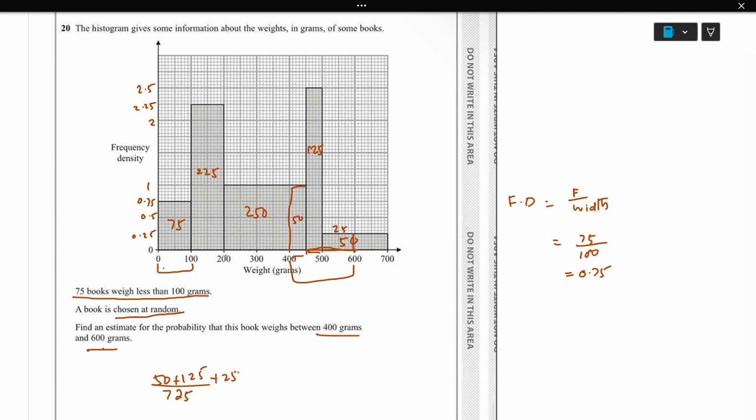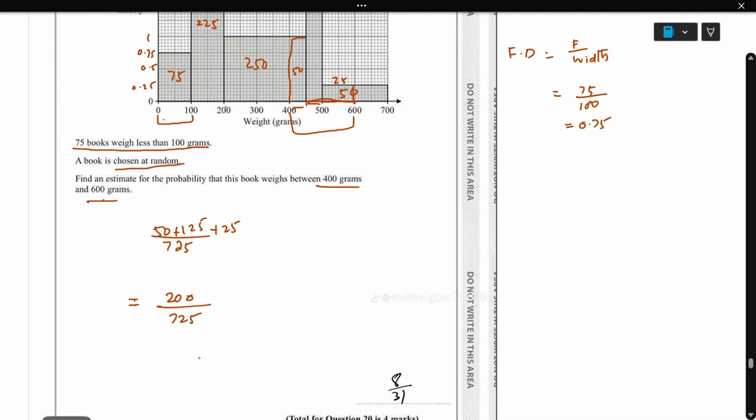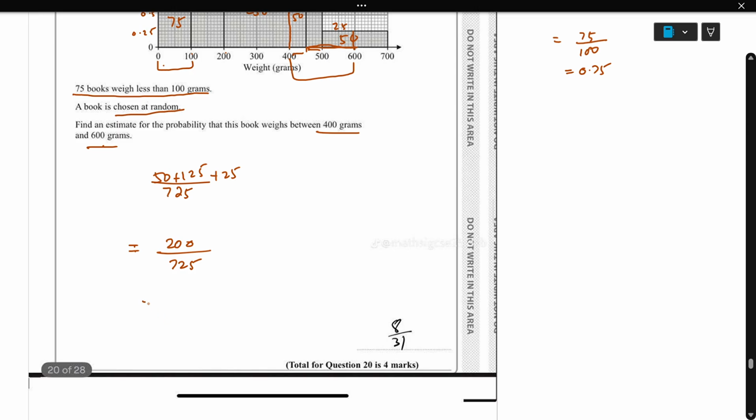plus 25. That's the probability; when you add up, 200 over 725. So go for the smallest term, which is 8 over 29. The answer is 8 over 29.